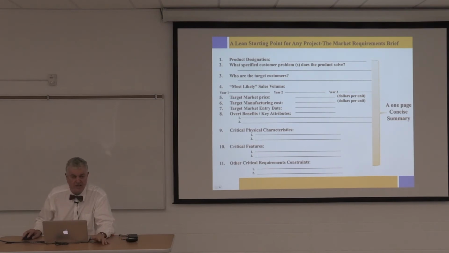This is just a spec sheet. I'm not going to go through it, but it says product designation, what specific problems this customer wants solved, who are the customer's targets, what's our sales volume in year 1, year 2, what's the physical characteristics, what's the critical features, and what other characteristics. Look, a one-page concise statement of what your product is, no matter how complex that product is.